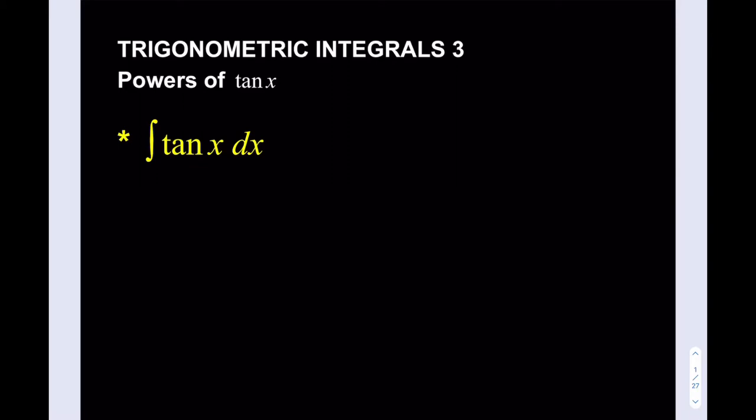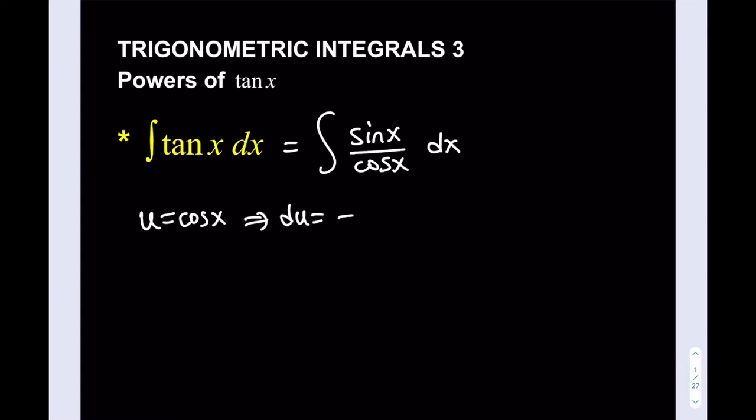So there's a few ways to do this. You can do it in different ways, but what I'm going to do is write this as sine x over cosine x. And then I will be using the u substitution here. So u equals cosine x. From here I get du as negative sine x dx, right? But I don't have negative sine x, but I can arrange it. Sine x dx is going to be negative du.